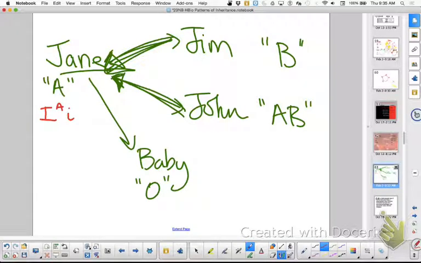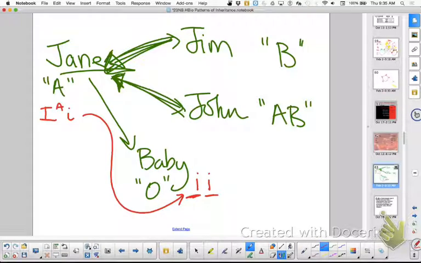Why does that have to be Jane's genotype? How would we write baby's genotype? Little i, little i. So we know that one of these little i's had to come from mom and one of these little i's had to come from dad. So for sure she has to be a heterozygote in her A category.